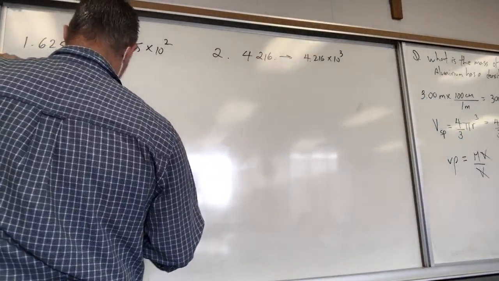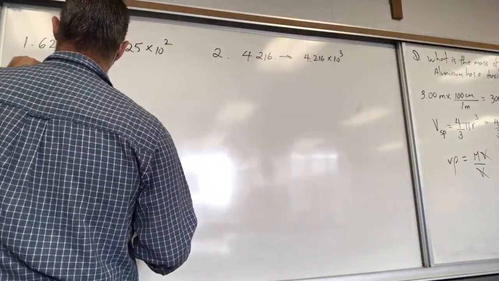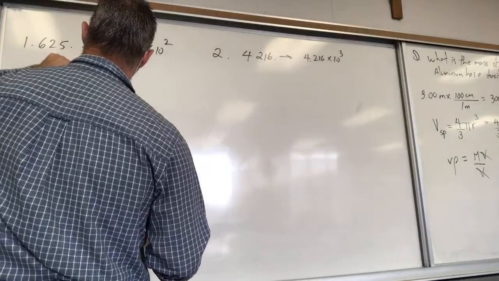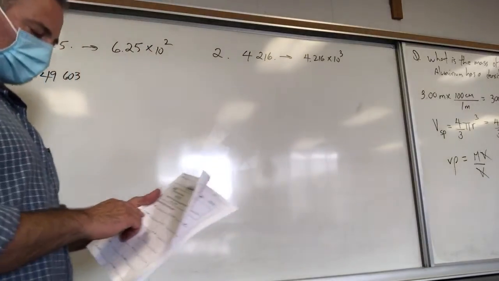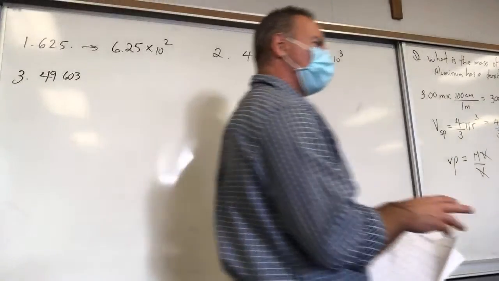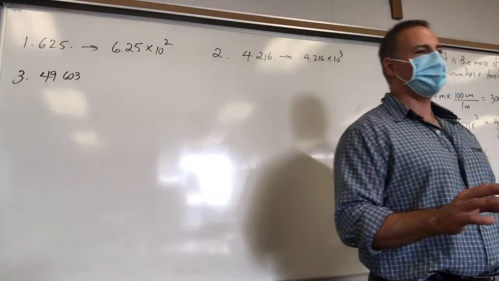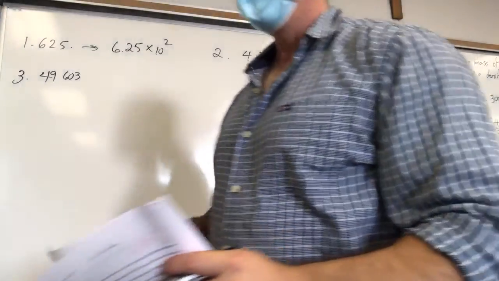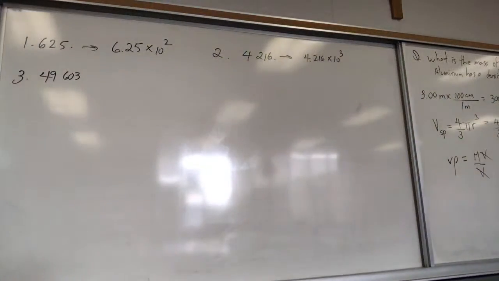Number 3, 49,603. So you see in that handout, there's a comma between the 9 and the 6. Don't write the comma. It's not SI. It's not good SI practice. What do you normally do to show large numbers instead of putting a comma?